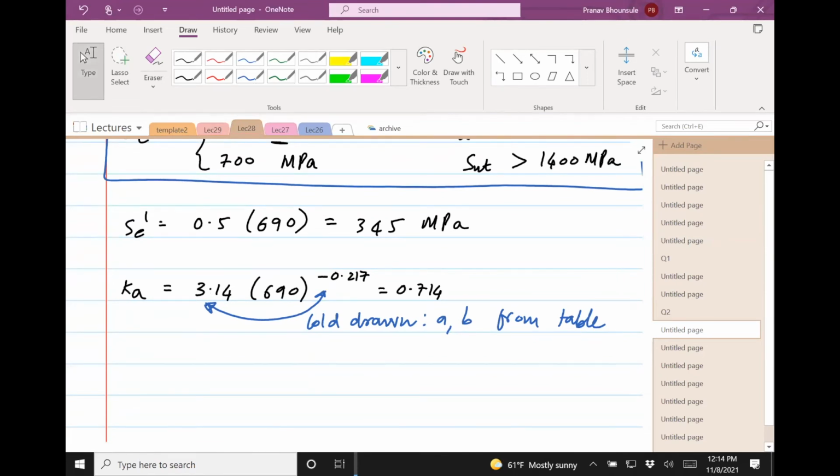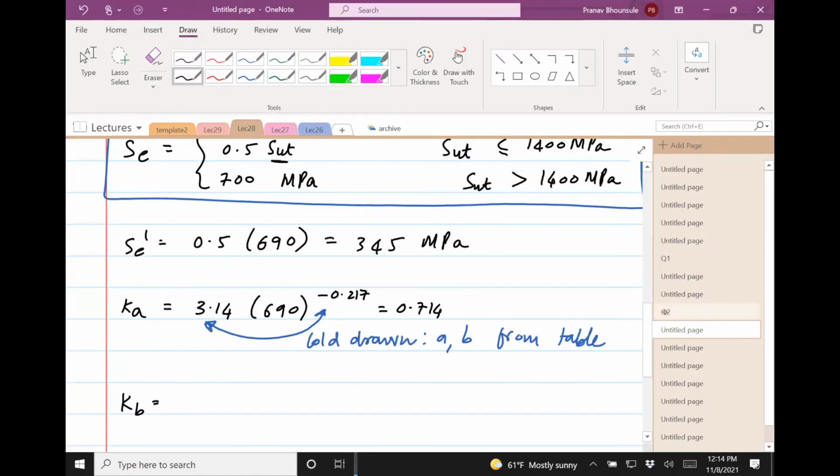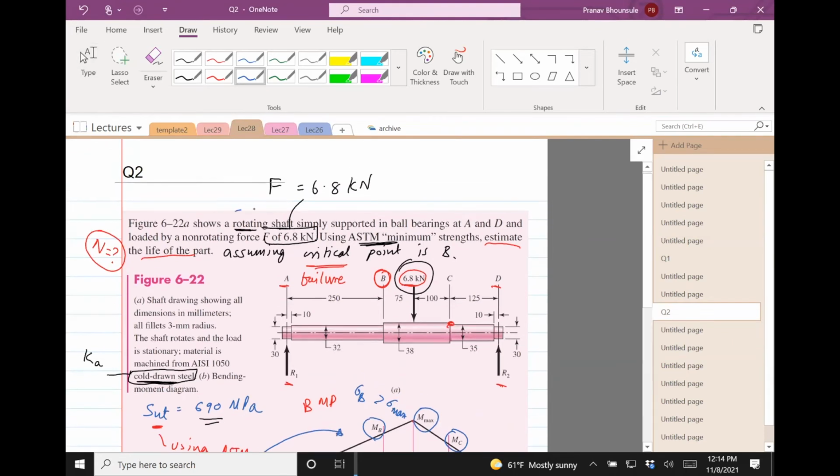Okay, next let's find KB. KB is the size factor. We need to figure out if this is a round specimen or not. If this is a round specimen, so it's a rotating shaft. That's the key thing for KB. Let me mark that. And it's a round specimen. So we need to find what is the value for KB for a rotating round specimen.